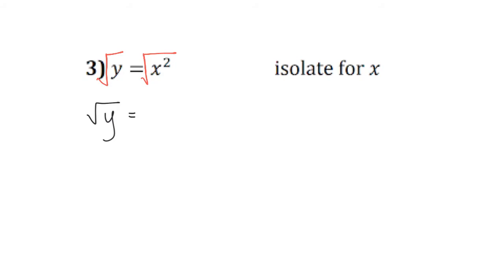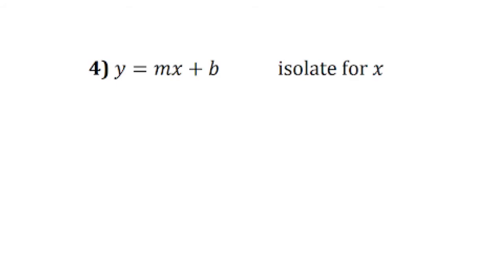And on the right-hand side, you are square rooting x squared. Now remember, these are opposite operations. A square root is the opposite of a square, or an exponent of 2. So they're really just going to cancel each other out and they're going to disappear. So if the square root and the exponent disappear, all that's left is an x. And so you've isolated for x. You have x by itself now, and it is equal to the square root of y.